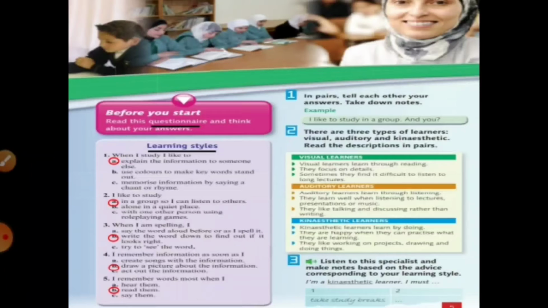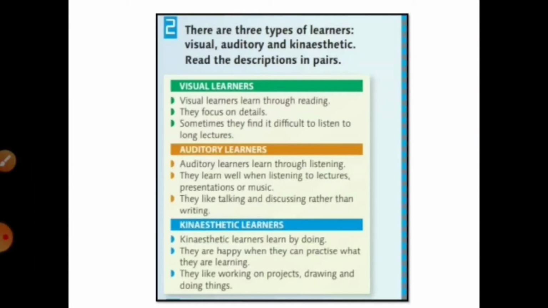إذن هون we have new words. عنا كلمات جديدة. Visual, auditory, kinesthetic. What's the meaning of each one of these words? Let's start talking about them. Let's move to question number 2.